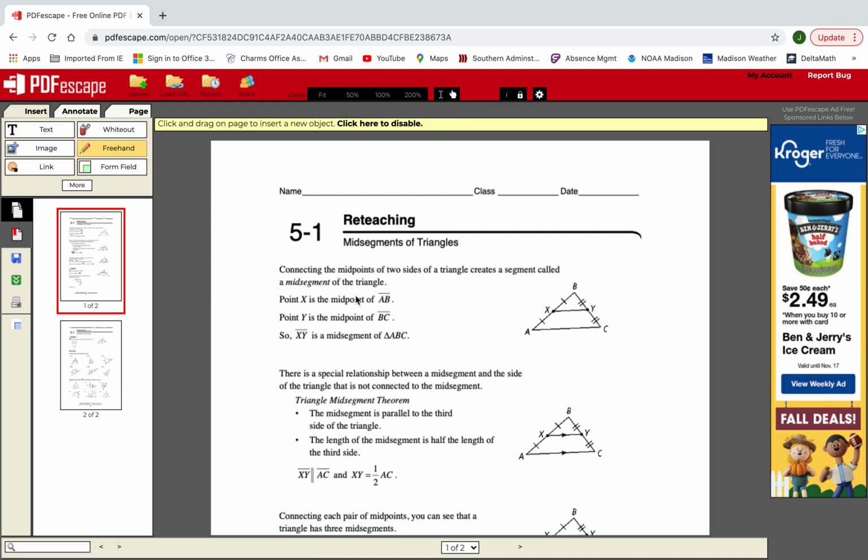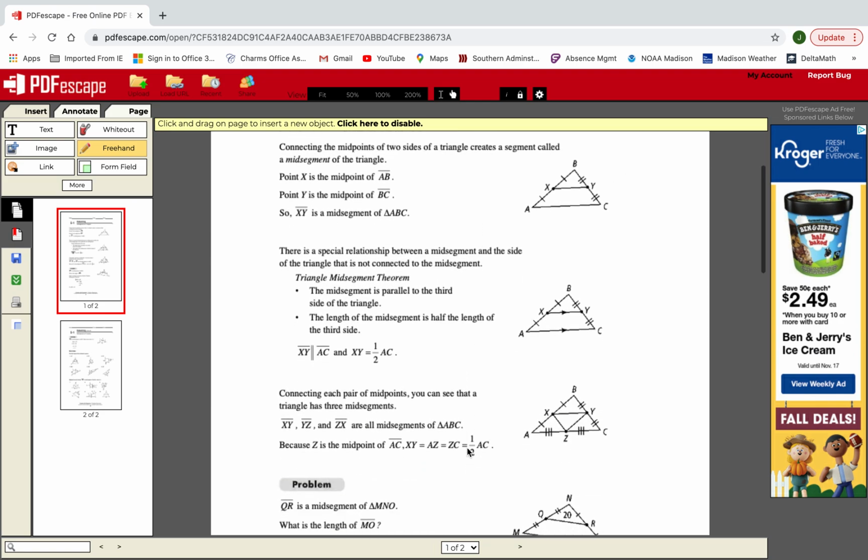I've said that before. Okay, so connecting the midpoints of two sides of a triangle creates a segment called a midsegment. It tells you in the notes here that point X is the midpoint of AB. If X is the midpoint of AB, then it cuts it into two equal pieces, which means AX equals BX. And then it says the point Y is the midpoint of BC. So if Y is the midpoint of BC, then BY equals CY. That's what a midpoint does. It cuts something into two equal pieces. So that means that XY is the midsegment of triangle ABC.